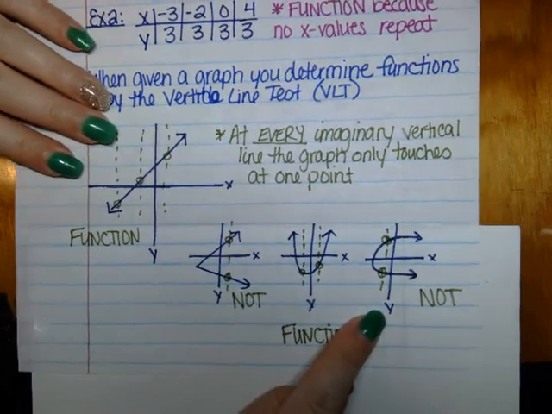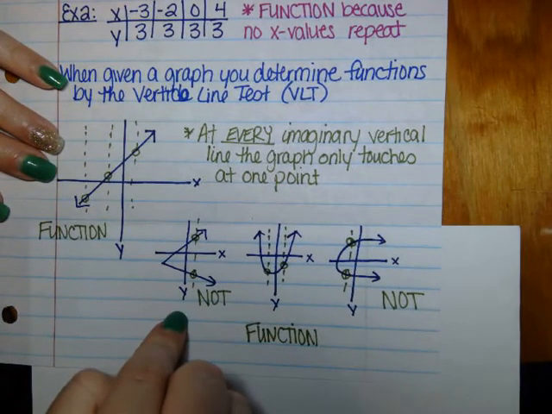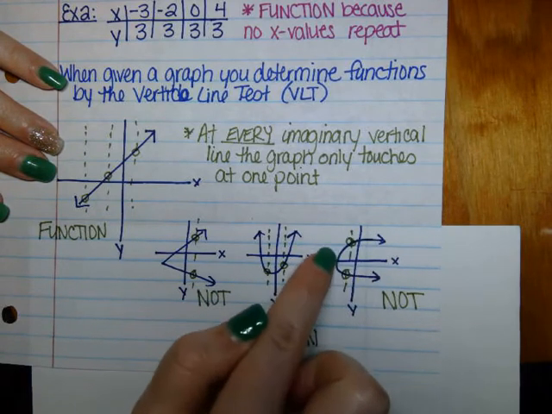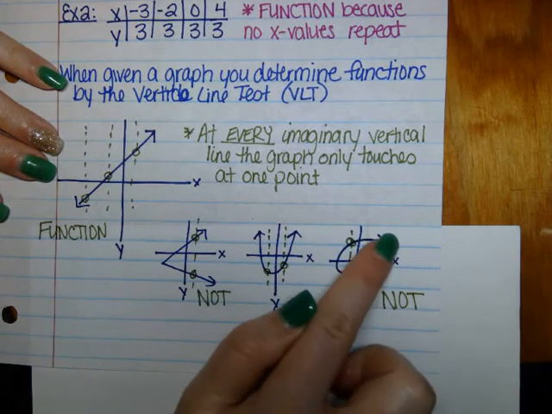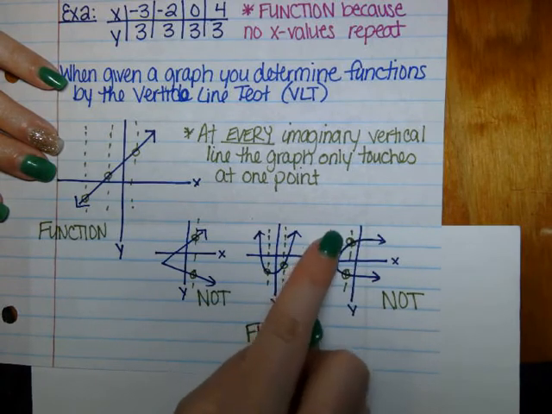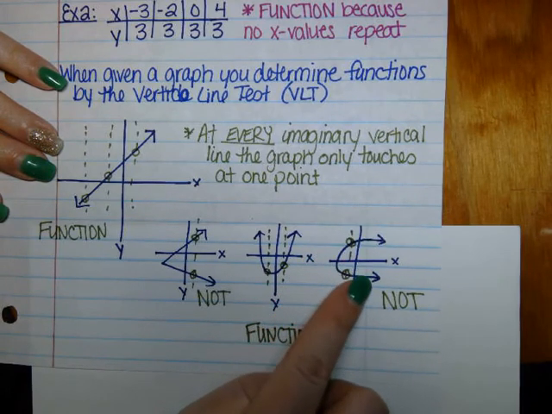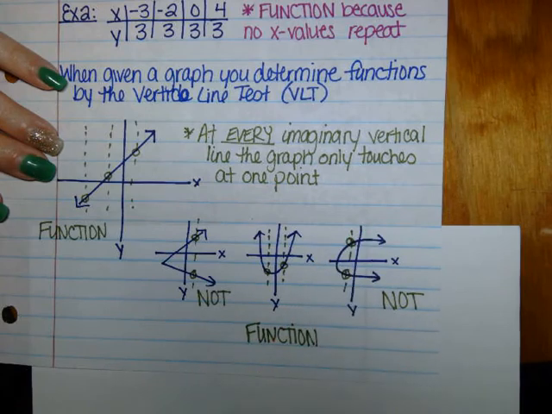And this far right one would not be considered a function because it's similar to this first one that we looked at. It's a sideways U, so since you have parts of the graph that stack on top of each other, it is not going to be a function because if I draw my vertical line here, it's going to touch in two spaces. If I draw my vertical line over here, it's going to touch at both arrows.